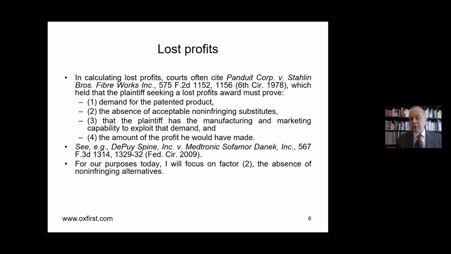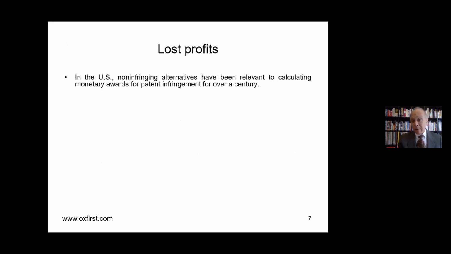So I'm going to focus in our limited time on factor number 2, absence of non-infringing alternatives. The non-infringing alternatives have been relevant to calculating monetary awards in the United States for well over a century. And so the law in the US on this point is different from what I understand it to be, for example, in the United Kingdom.